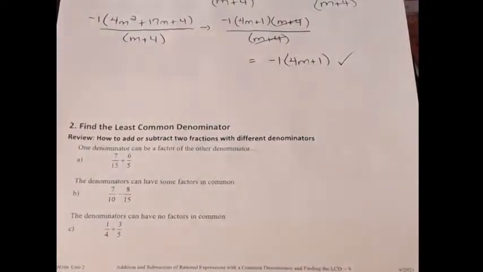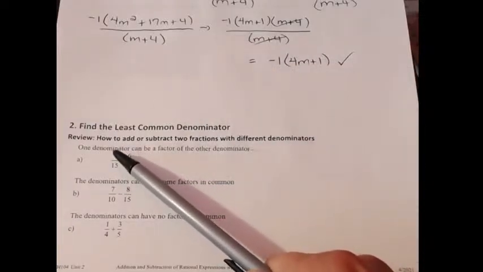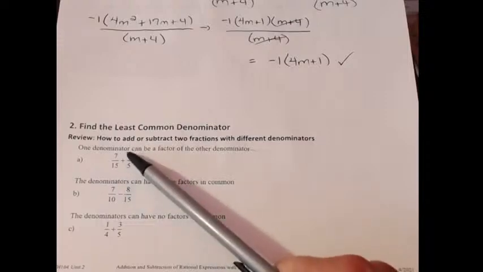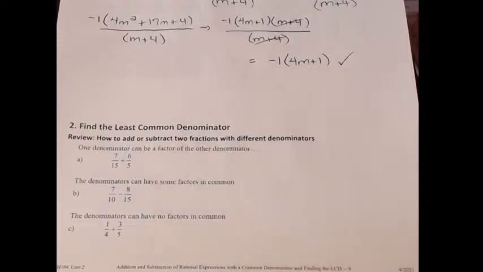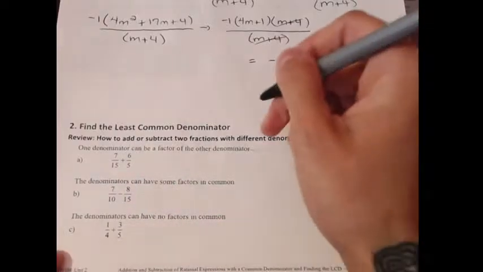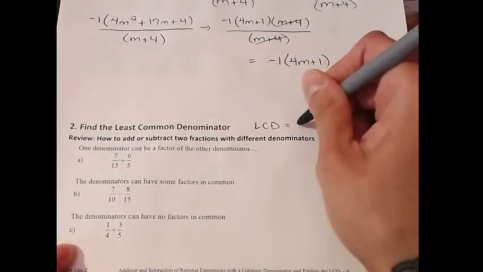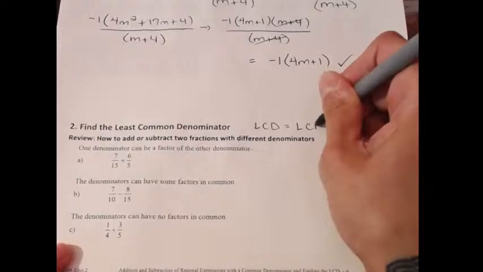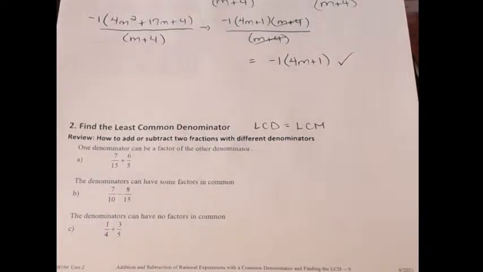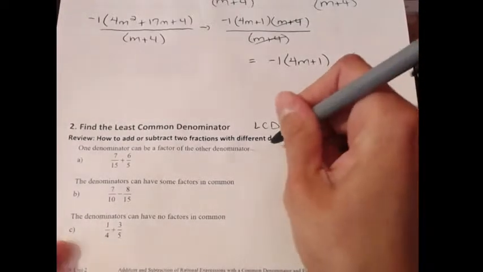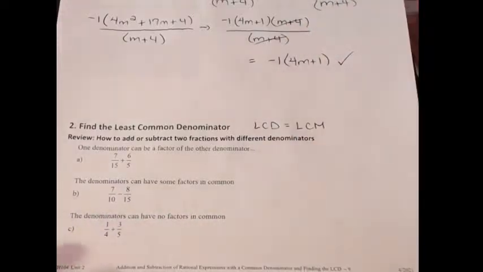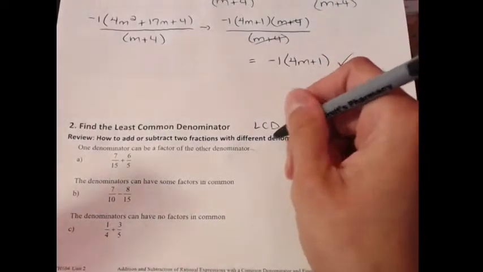Let's recall our experiences in the past with adding and subtracting fractions that don't have the same denominator, right? So for instance, notice here we have 7 over 15 plus 6 over 5. What we learned a long time ago is that when we were looking for the least common denominator, that's essentially the same as locating the lowest common multiple, right? So when we think of multiples, we think of taking that number and multiplying it by integers, for instance, positive integers.